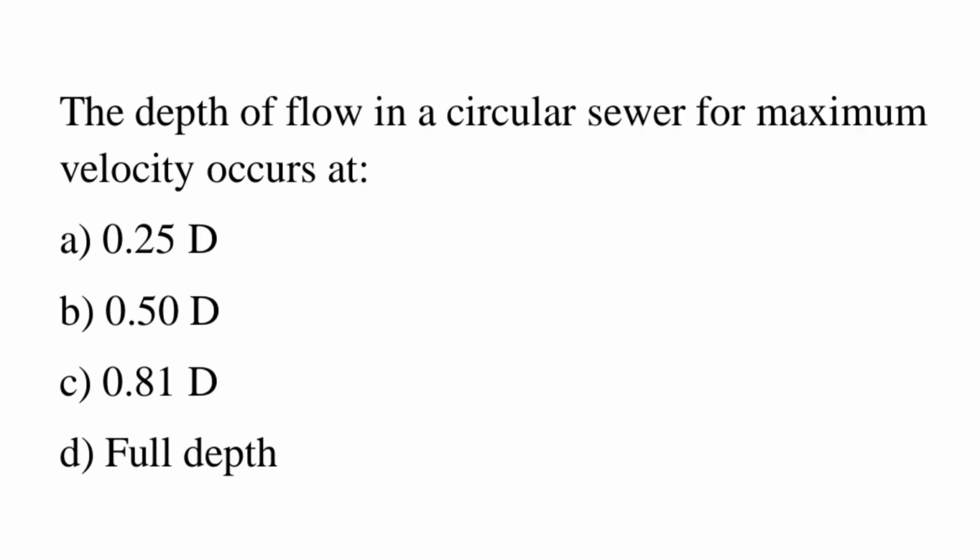Next question, the depth of flow in circular sewer for maximum velocity occurs at: option A 0.25 diameter, option B 0.5 diameter, option C 0.81 diameter, option D full depth. So the correct answer is option C 0.81 diameter. So the hydraulic efficiency is maximum when the flow depth is 0.81 of diameter.